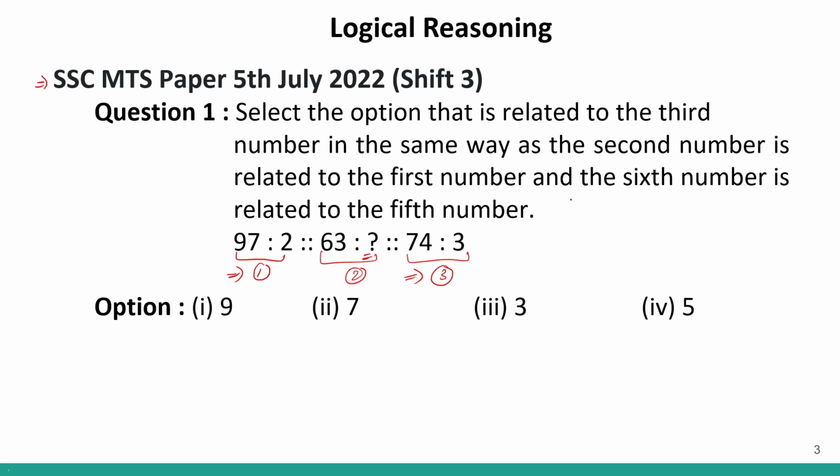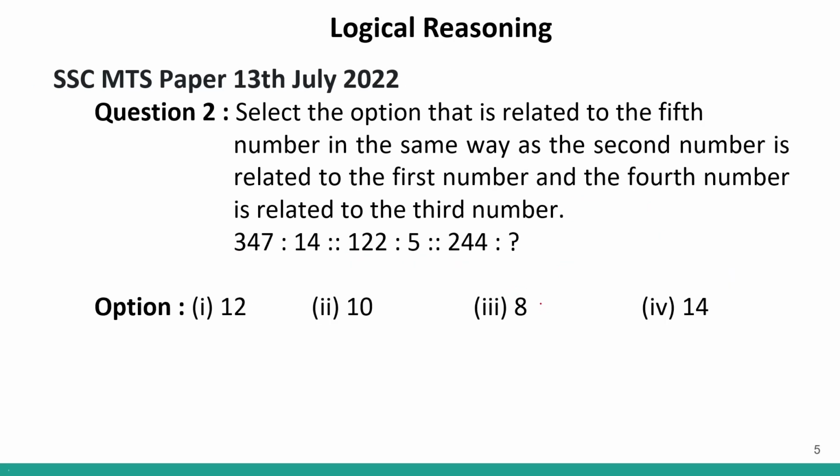So over here, if I look at pair number 1, I can see that 9 minus 7 gives me 2. Correct? Similarly, if I look at pair number 3, I can see that 7 minus 4 gives me 3. So probably the same logic will be used in pair number 2. So if I look at pair number 2, I can see that 6 minus 3 gives me 3. So 3 would be my answer, which is given in option number 3. So option number 3 will be your correct answer to this question. Okay?